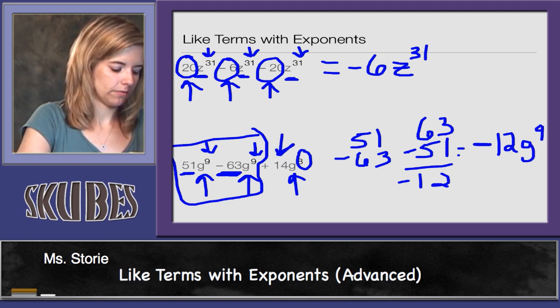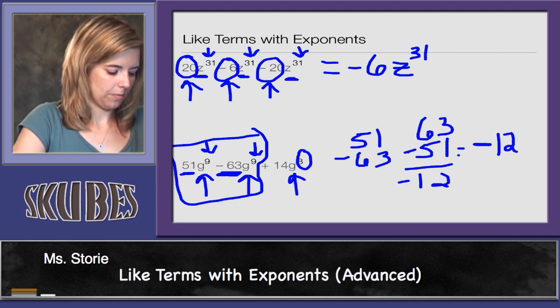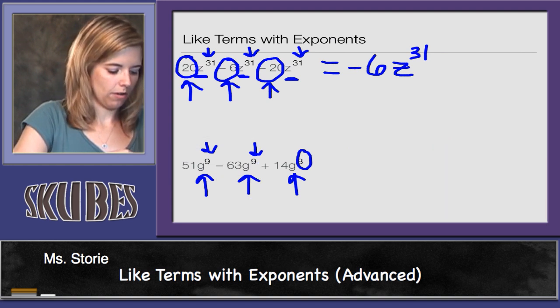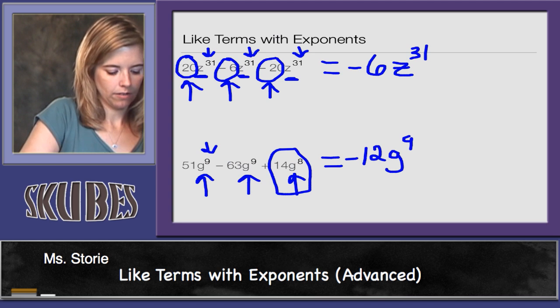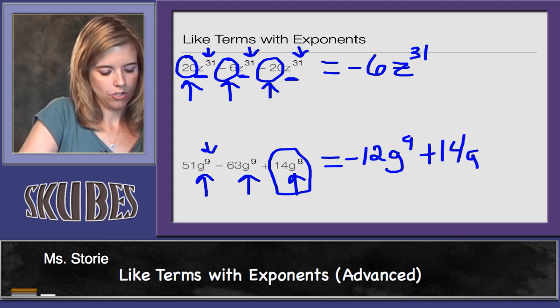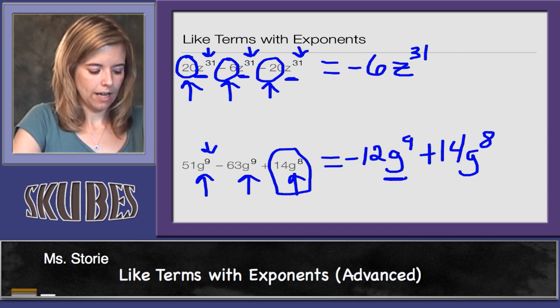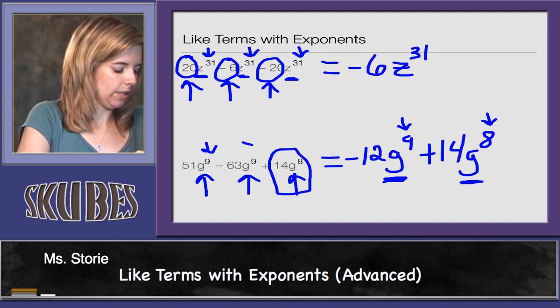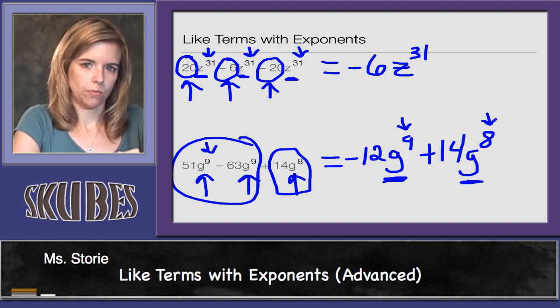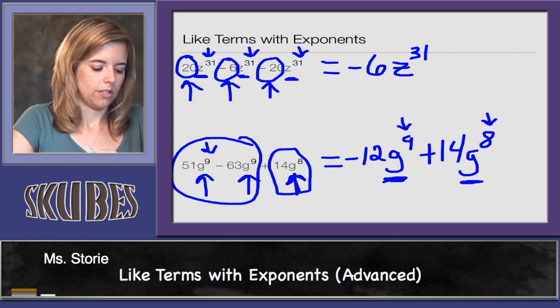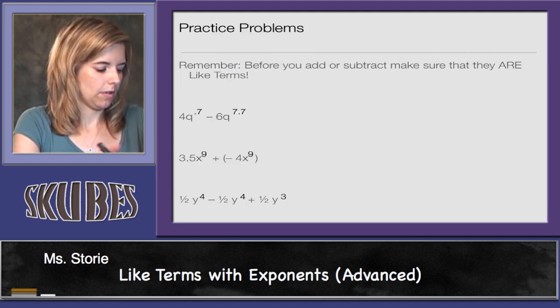But you still have the 8th. So we're going to have to include this guy. So let's go ahead and put him back in there. So we know that we're going to have negative 12 G to the 9th. And then we still have this guy right here, and we're going to add him as 14 G to the 8th. We cannot add or subtract these two right here because they're not like terms. But we could completely add or subtract these guys right here because they were like terms. So you only add or subtract your like terms, and then for any guys that aren't like terms, they just get rewritten.